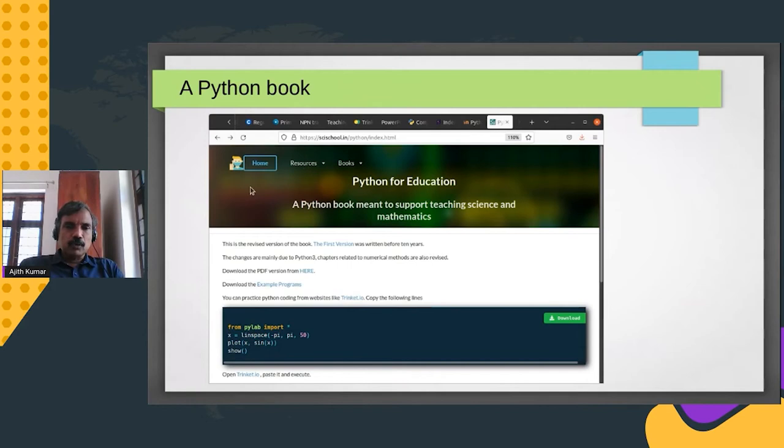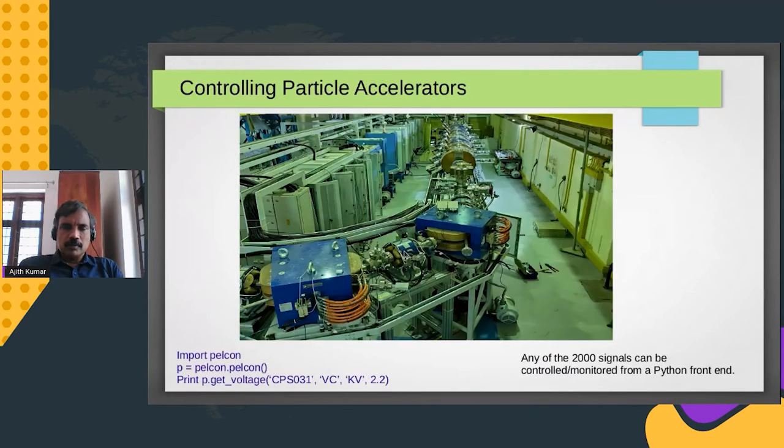And incidentally, I also wrote a book meant for BSc Mathematics students. It is downloadable. You can get it either from expeyes.in or from this site, scischool.in. We will come to that later on. It's mainly focused on applications in science and mathematics. And Python, of course, we started using just for this outreach project.